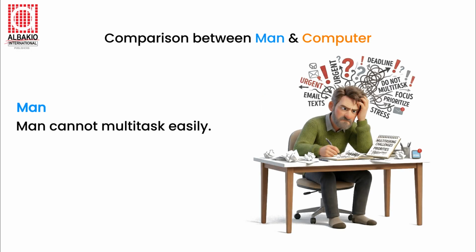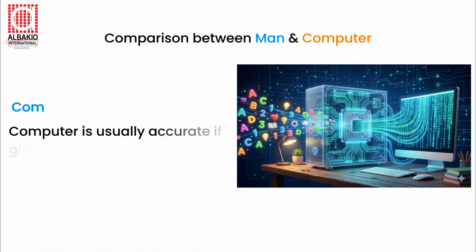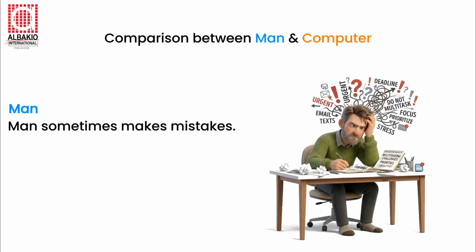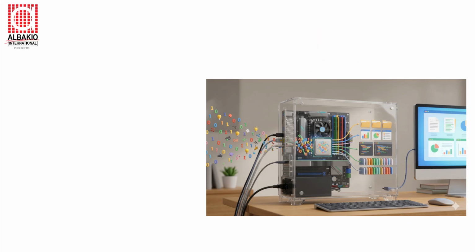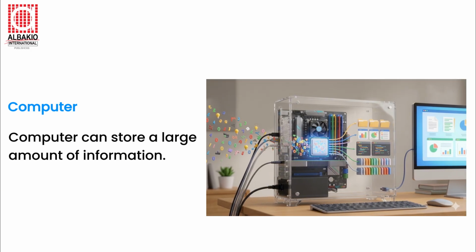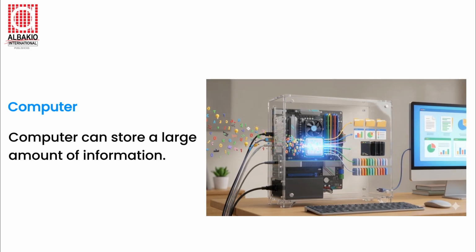Man cannot multitask easily. Computer is usually accurate if given correct instructions. Man sometimes makes mistakes. Man can remember only a little information. However, computer can store a large amount of information.